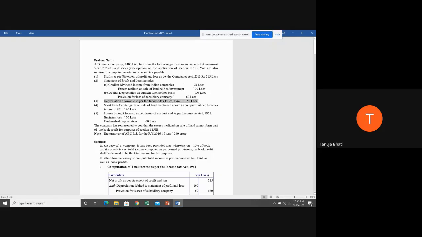Next, depreciation allowable as per the income tax rule. Now, this is a depreciation that is allowable, but this was not debited to P&L account. So now you are going to minus this allowable expense from your net profit of 215 lakhs. Is this clear, students? Next, short-term capital gains on the sale of land mentioned above as computed as per the Income Tax Act. Now, short-term capital gains, under which head of income is this going to come, students?